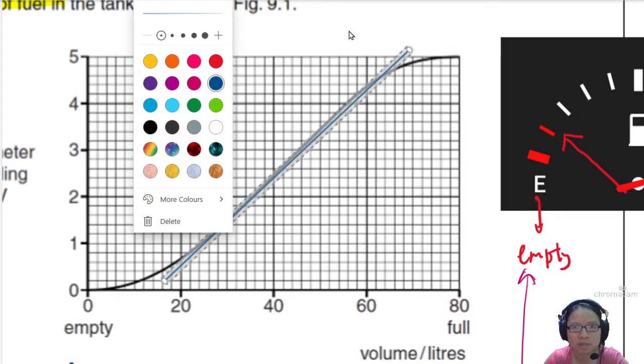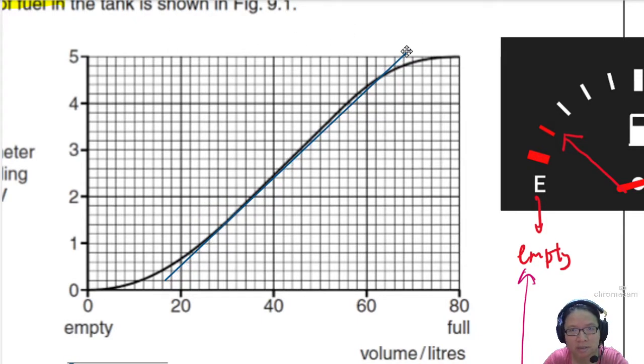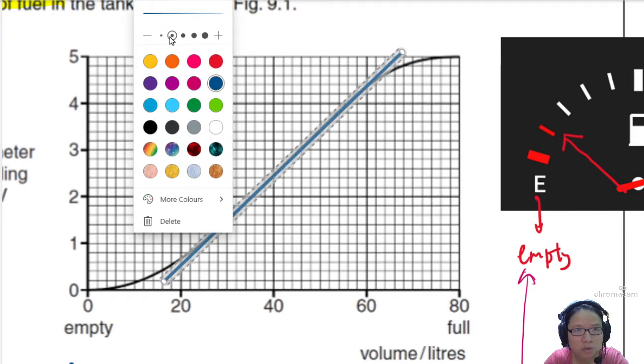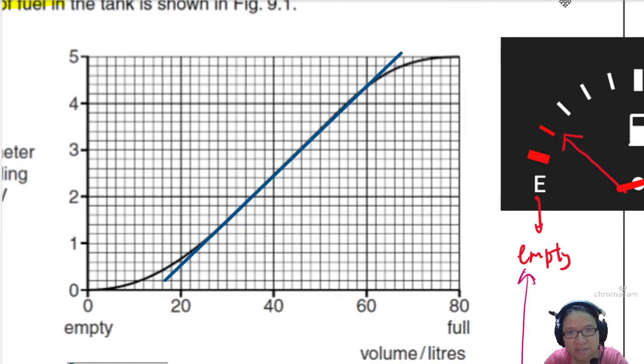Okay, I'm going to use the thinnest option possible and check my line. This line is a little bit out, so I'm going to adjust a bit. There we go. Maybe you cannot see. Hang on, let's put this one. Okay lah, good enough.